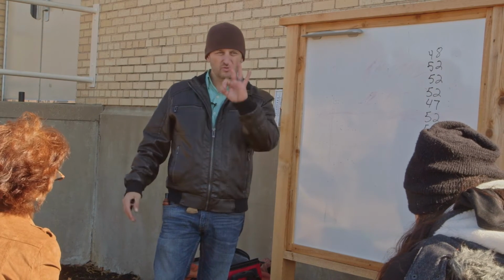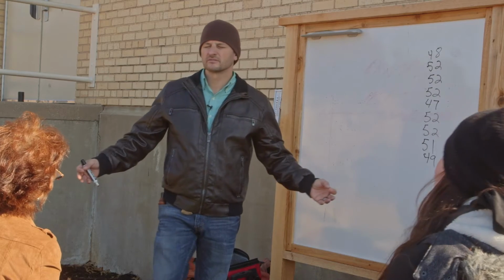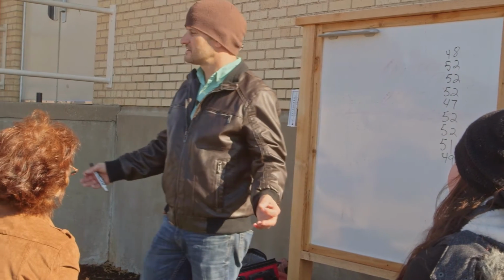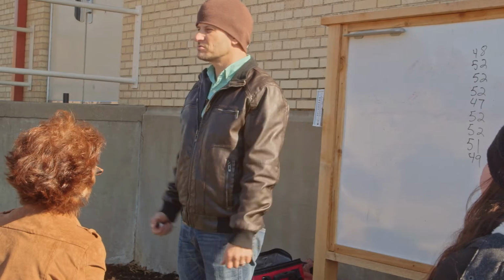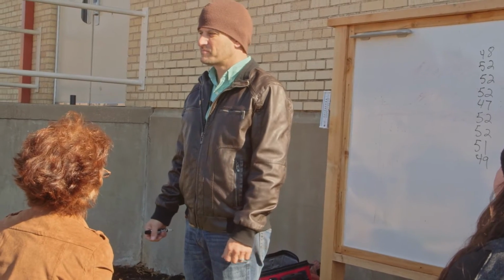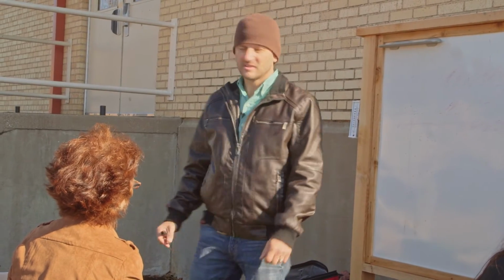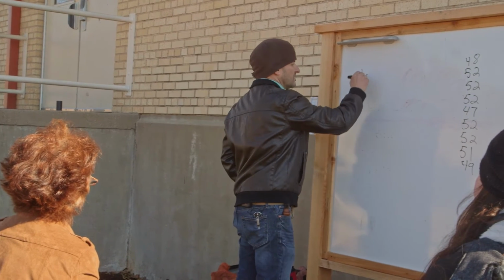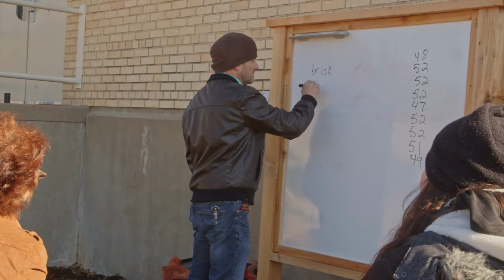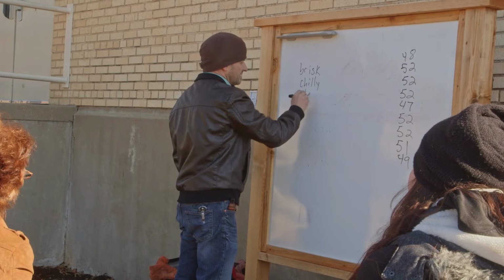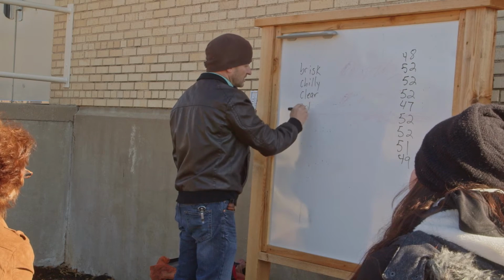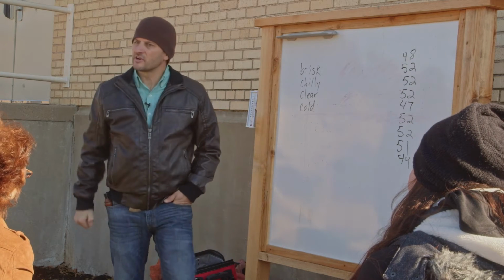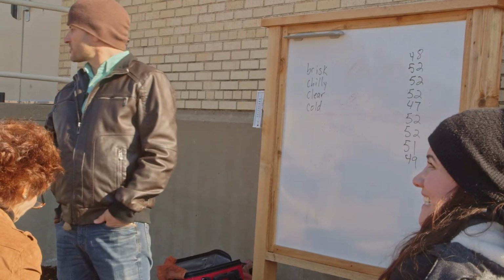If I asked you for 3 words, think just really quick, to describe today. What's something you would use to describe the weather outside? Brisk. Sunny. Chilly. Clear. Cold. There you go, adjectives. So you see where you're going with this.